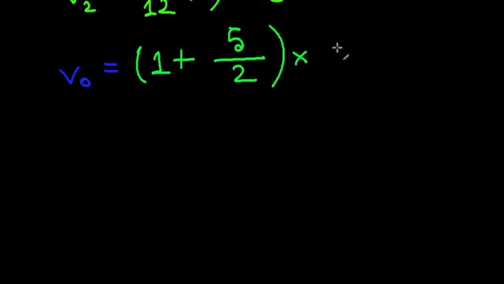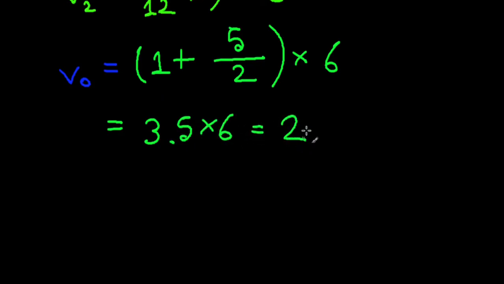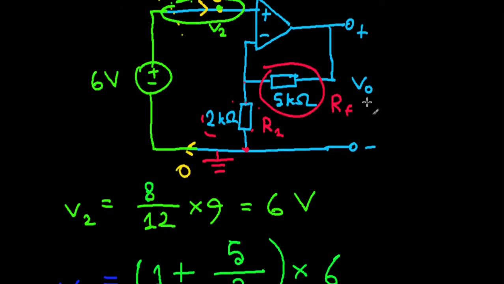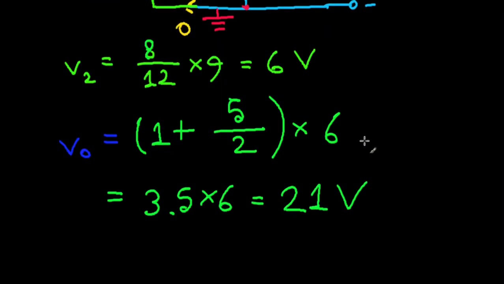This voltage right here is 6 volts. And if you calculate, this is 3.5 into 6. That's 21 volts. All right, so we got our answer. It's 21 volts. It was pretty interesting.